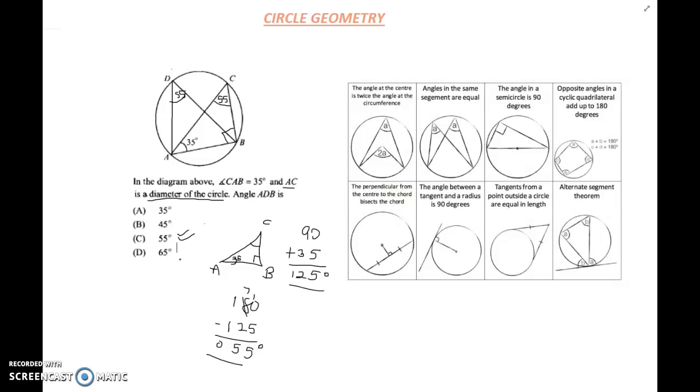Now don't get too intimidated by these circle geometry questions. Because really and truly, for CSEC multiple choice, in paper 1, you're going to get 1 question on circle geometry, or 2 maximum. So don't stress yourself or get intimidated by them. Just go through the questions that I have in the first video on this and you will be fine.